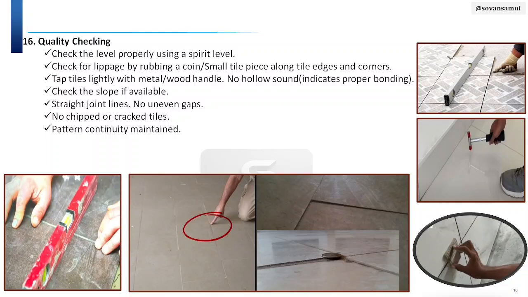In quality checking, we have prepared a few points to understand how to check the workmanship of the tiles. First of all, we check the leveling by using a spirit level. Then we check the hollowness by the sound, using a metal or wooden hammer to tap the tiles. If there is any slope, always check the slope, and if any cracked tiles are there, they should be replaced with new tiles, and the pattern should be continuous according to this way.